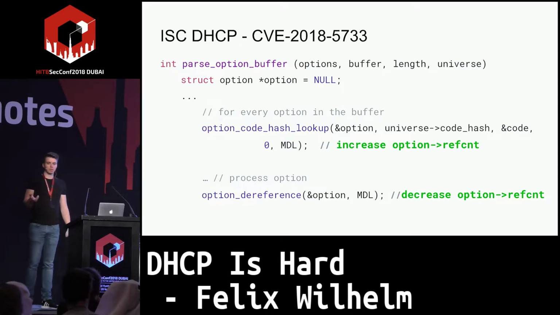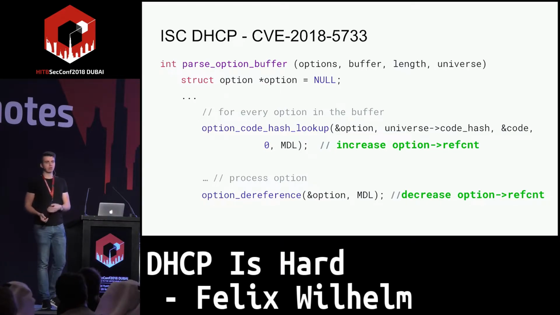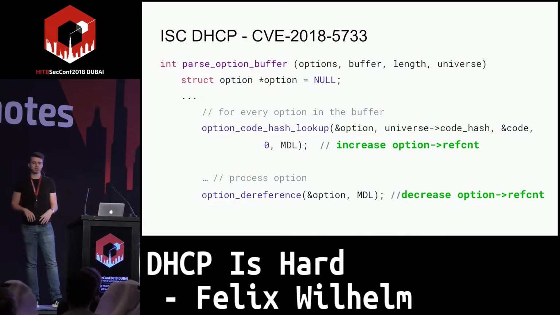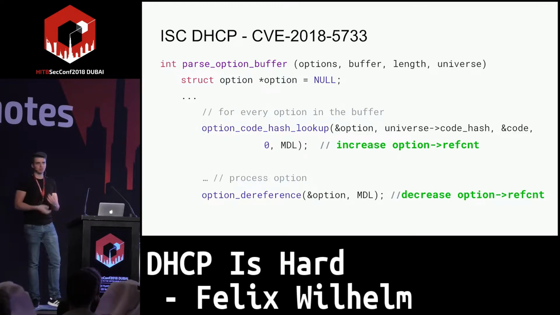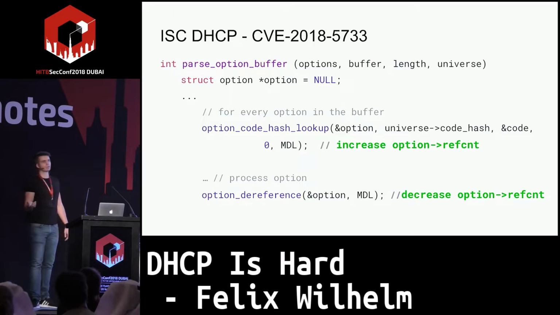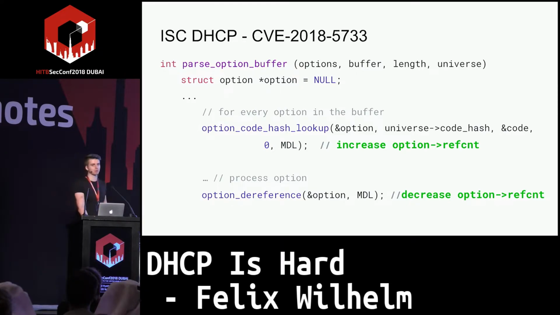For every option in the buffer, it will call the option code hash lookup function based on the option type to find the right option structure. That function increases the option ref count by 1. It will then process the option, parse the value, decode it, store it in some global structure, and afterwards it will dereference the option again. So the option ref count at the end of this function should be the same as in the beginning. This is the happy path, the path the program takes if nothing goes wrong.